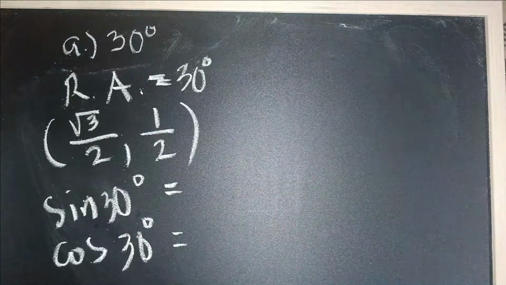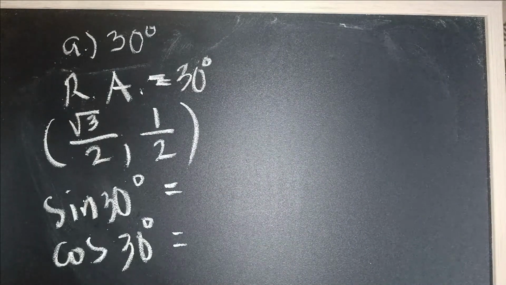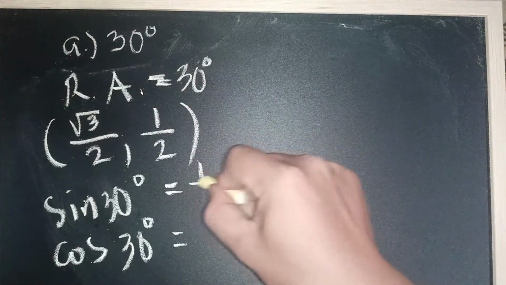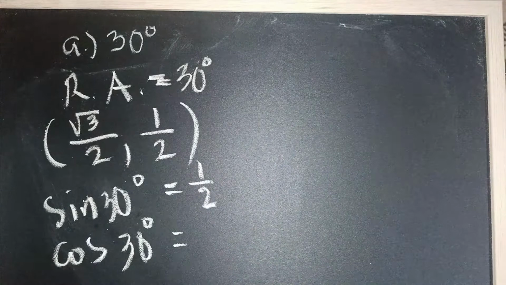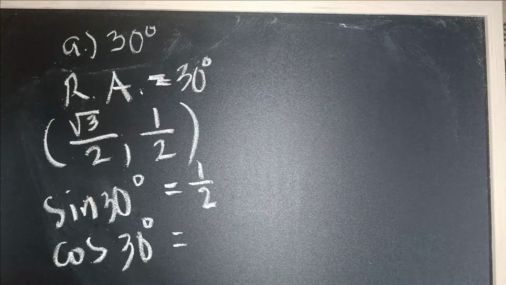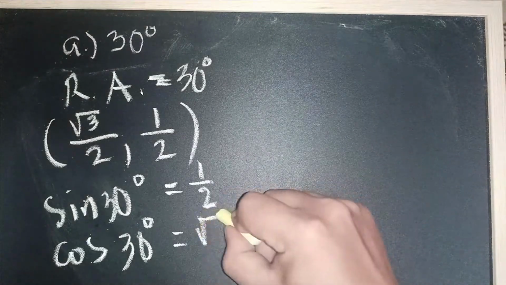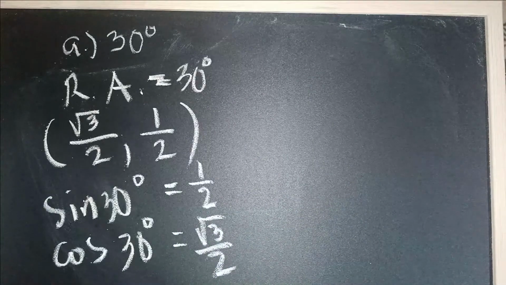I said earlier that sine 30 degrees corresponds to the y coordinate. So what is our y coordinate there? Okay, correct, 1/2. So sine 30 degrees is equal to 1/2. Our cosine 30 degrees corresponds to the x coordinate. So our x coordinate is square root of 3 over 2.